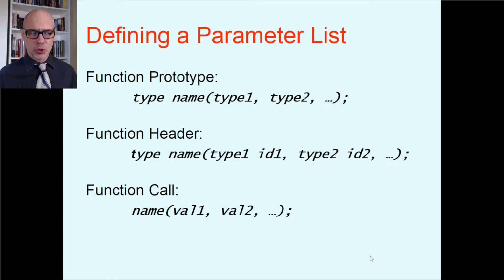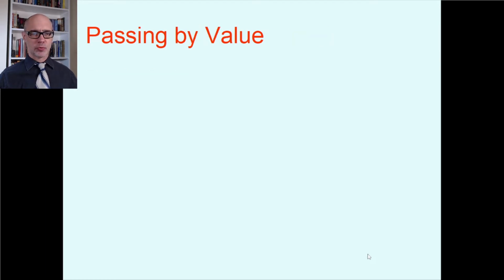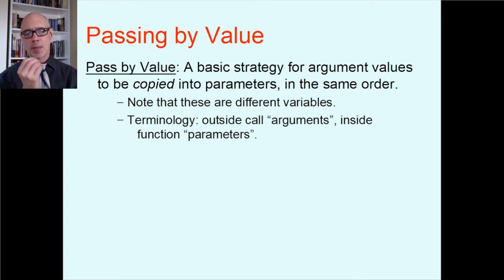So what does that actually do? When you put that all together, what does that actually do for you? So this technique of passing data in the most basic way is called passing by value. There's other stuff later on, but this is the basic way. So passing by value is a basic strategy for argument values to be copied into parameters.